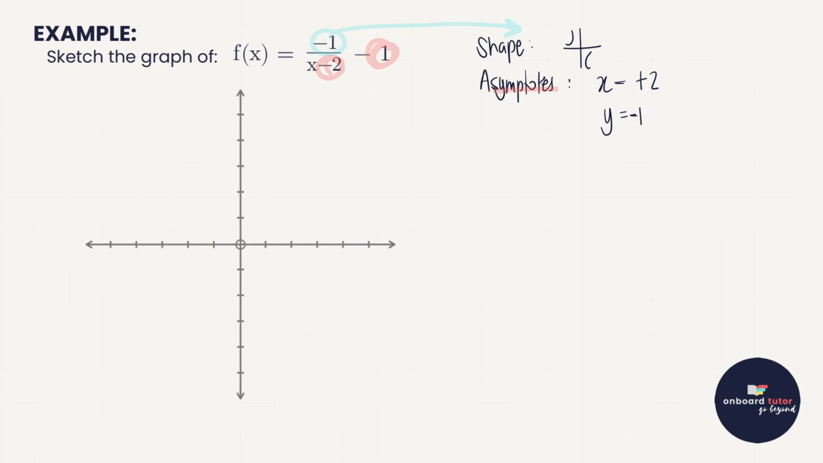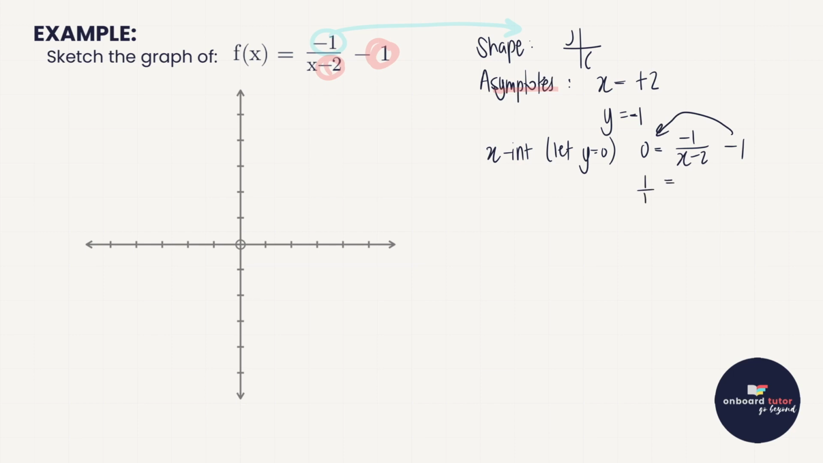Then we can work out some intercepts. So for an x-intercept, we let y equal 0. Okay, so let's do that. We've got 0 equals minus 1 over x minus 2 minus 1. Let's move this minus 1 across. It's going to become plus 1.